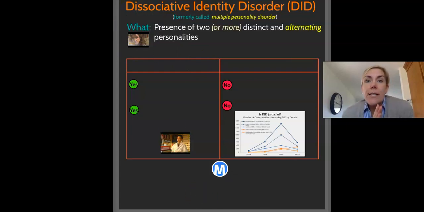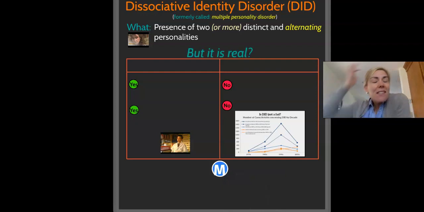So dissociative identity disorder, formerly called multiple personality disorder, is the presence of two or more distinct and alternating personalities. In the video, you're going to see a woman who has 20, but in order to get the diagnosis, you have to have at least two distinct personalities, and they have to be different. So it could be a man or an older woman, a younger woman. They have to be two distinct, different personalities. All right, so let me show you here.